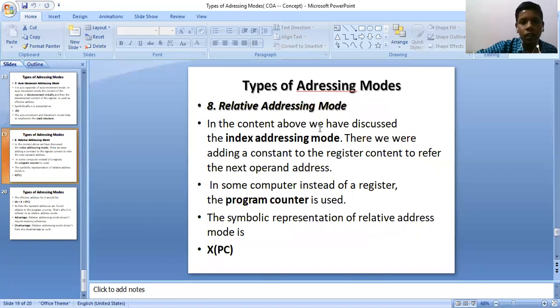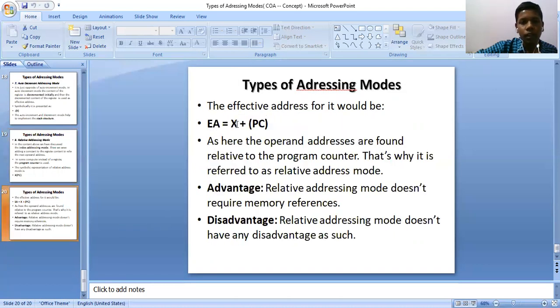And the eighth one is relative addressing mode. In the content above, we have discussed the index addressing mode. There we were adding a constant to the register content to refer to the next operand address. In some computers, instead of a register, the program counter is used. The symbolic representation of relative addressing mode is X(PC). The effective address for it would be EA is equal to X plus PC, as here the operand addresses are found relative to the program counter. That's why it is referred to as relative addressing mode.